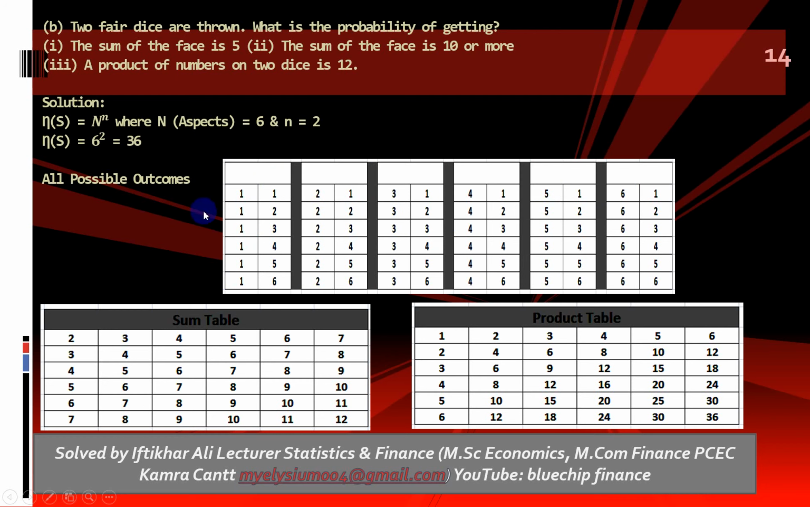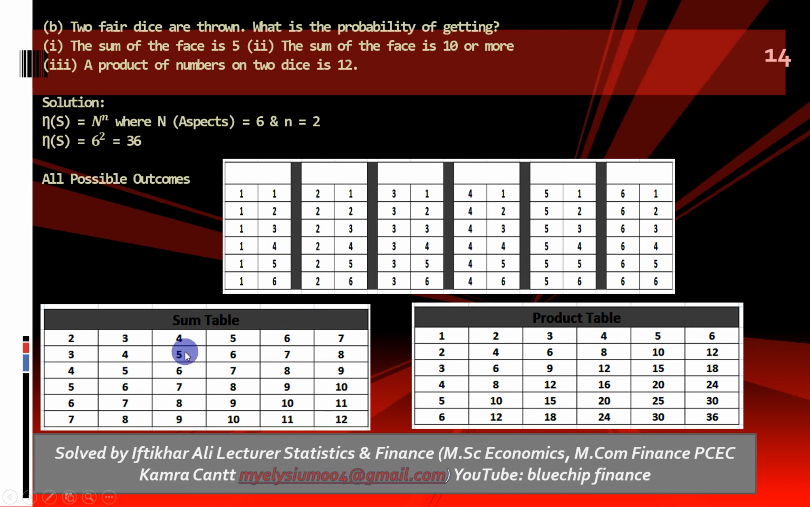After that, we need the sum table and product table. Sum is very simple to calculate: 1 plus 1 is equal to 2, 1 plus 2 is 3, then 4, 5, 6, 7. Similarly, 2 plus 1 is 3, 2 plus 2 is 4, 3 plus 1 is 4, and 4 plus 1 is 5, 5 plus 1 is 6, and 6 plus 1 is 7, and similarly you can calculate the sum table.